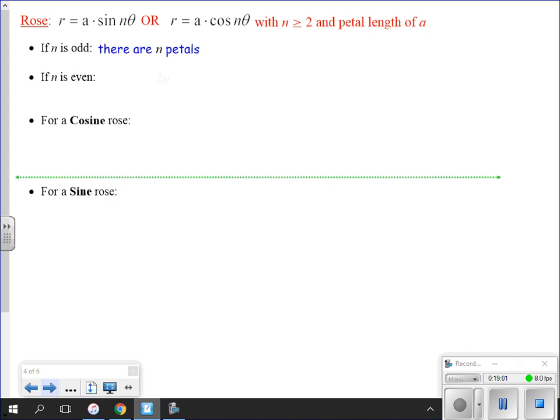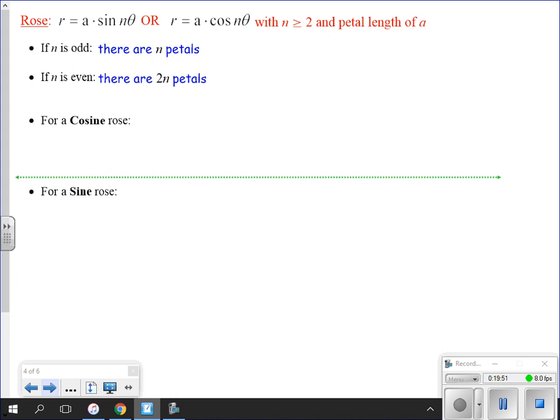If n is odd, there are n petals. So if I have the cosine of 3 theta, I have 3 petals. If I have the sine of 5 theta, I have 5 petals on my rose. If I have the sine of 21 theta, I have 21 petals on my rose. No, I would never do that to you. If the number in front of theta is even, there are 2 times that many. So if I have 2 theta, that means I have 4 petals. If I have 6 theta, that means I have 12 petals. If I have 4 theta, I have 8 petals.